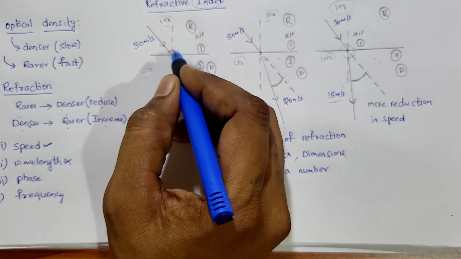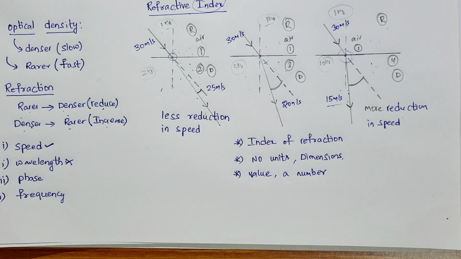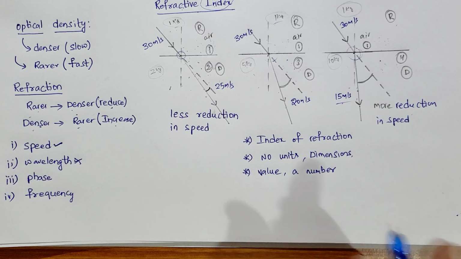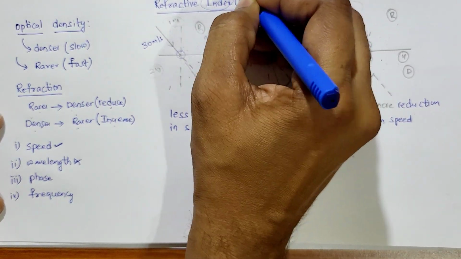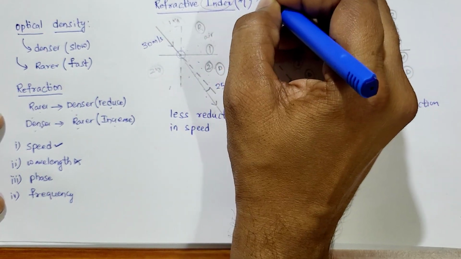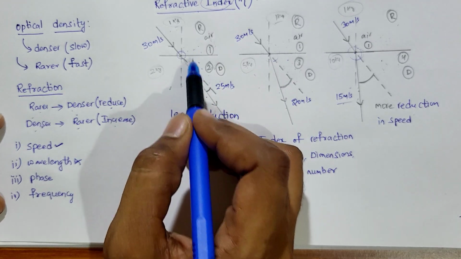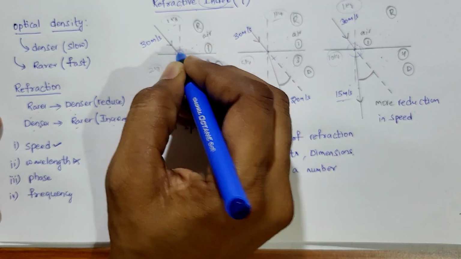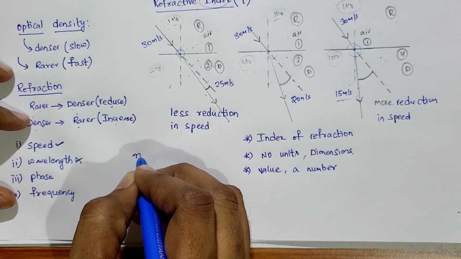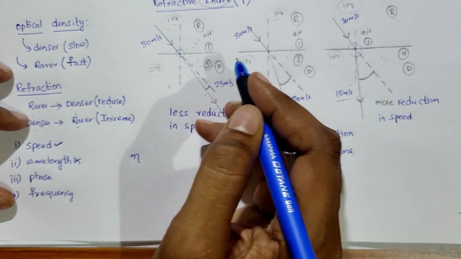So for refraction to happen, there should be two mediums, correct? If there are two mediums, then we are going to represent the refractive index by a symbol like this, which we call eta. Okay, so now let us take this refraction and find the refractive index of this refraction. How many mediums are there? First medium, second medium, two mediums.